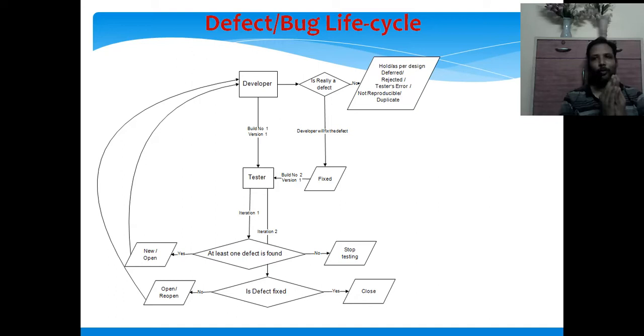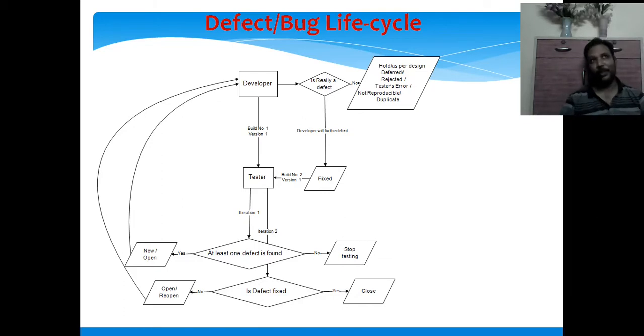Whenever the build comes to the tester, every build will have a build number. If the first time we are getting the build from the development department, then the build number will be 1. In later stages it will be incrementing by 1, meaning 1, 2, 3, 4 and so on. It will always increment by 1. That is about the build.